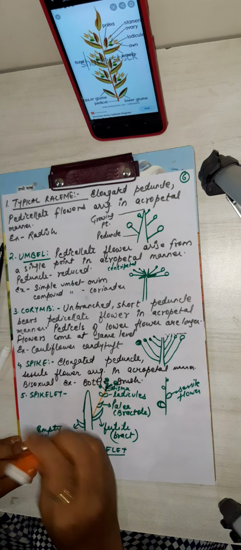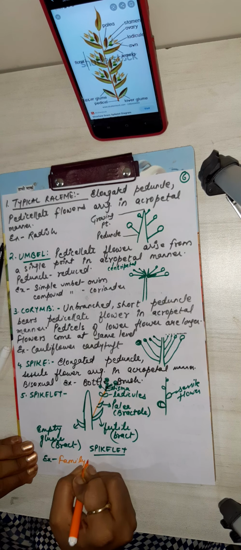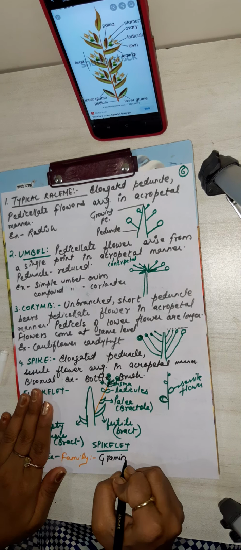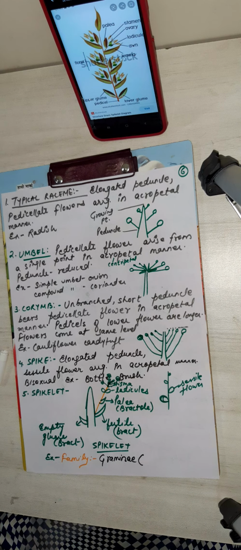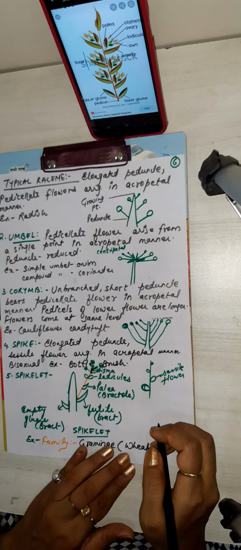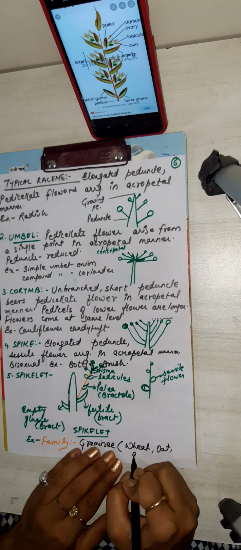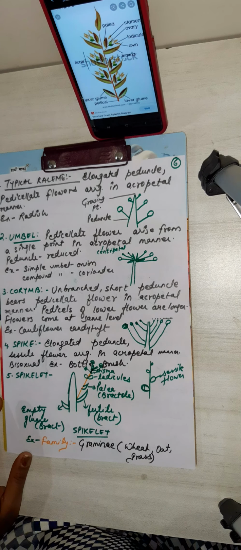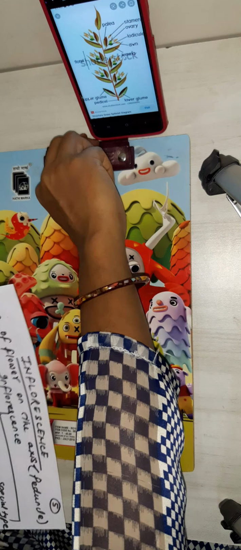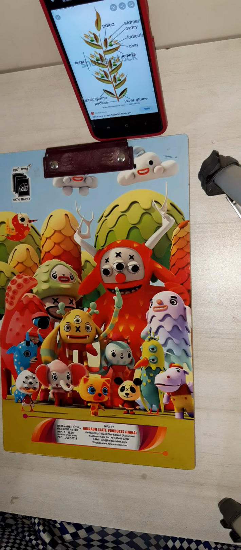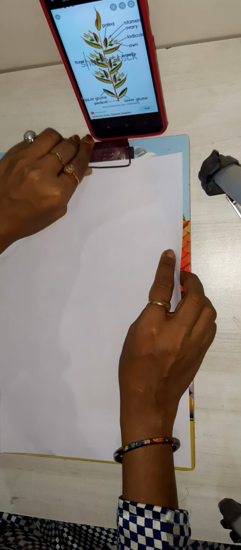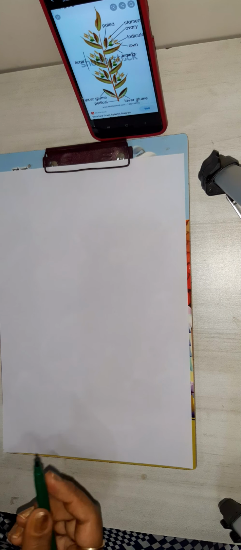Family Gramineae. Family Gramineae, weeds, oat, grass, wheat, oat, grass. Now next is catkin.